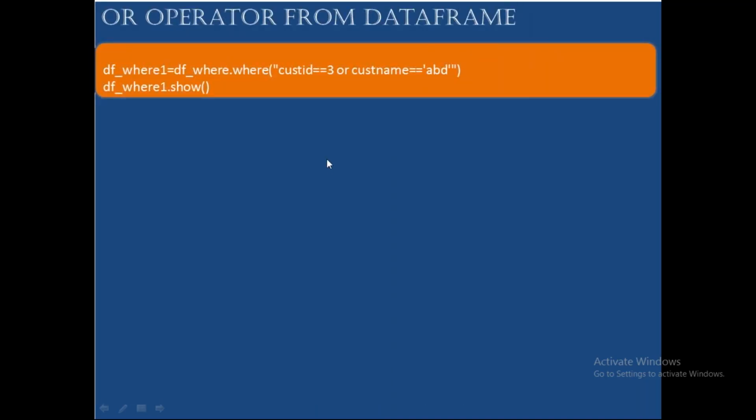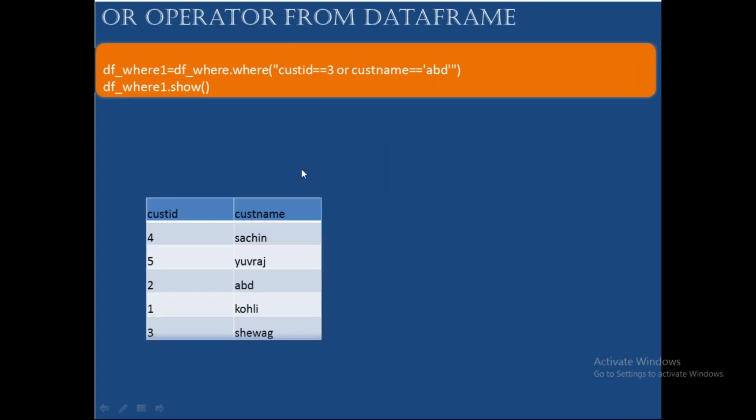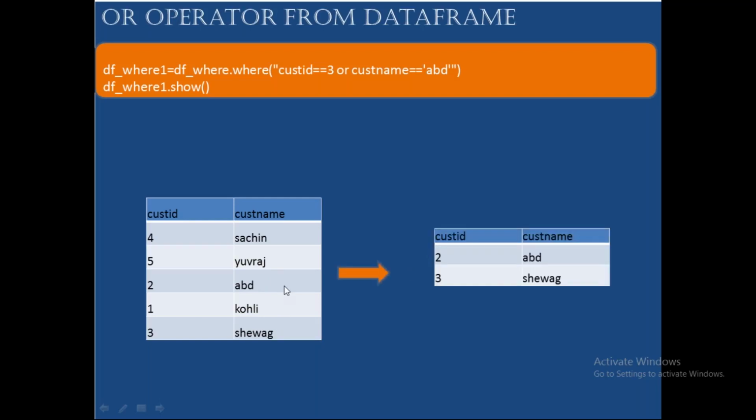OR operator. When you have multiple conditions, let's say custid equal to 3 or custname equal to ABD, in these two cases I want to get the records. Let's say here custid is 3, meaning this record I want; custname equal to ABD, meaning this record I want. Okay, these two records I want, 3 and 5. You see, 2, 3 you are getting. Okay, this is the record and this is the record.